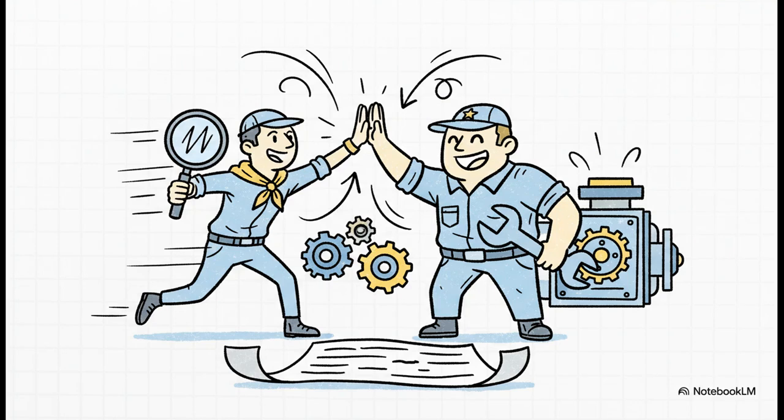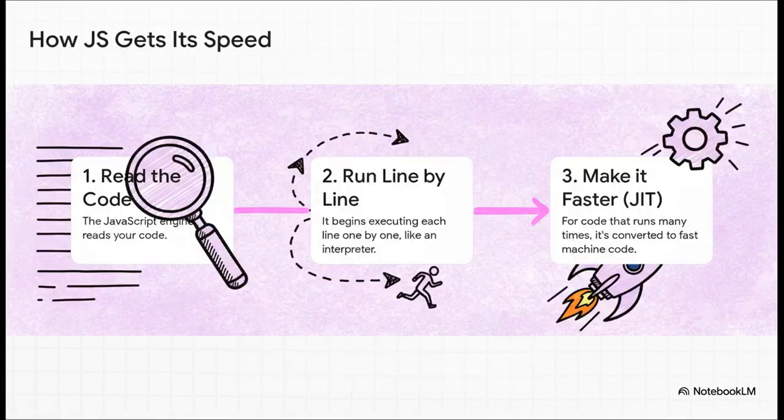And this right here is the secret sauce of modern JavaScript engines. They don't pick a side. They use a team. You've got an interpreter working hand in hand with a special kind of compiler called a JIT, which stands for Just-in-Time Compiler. So how does this dream team actually work?